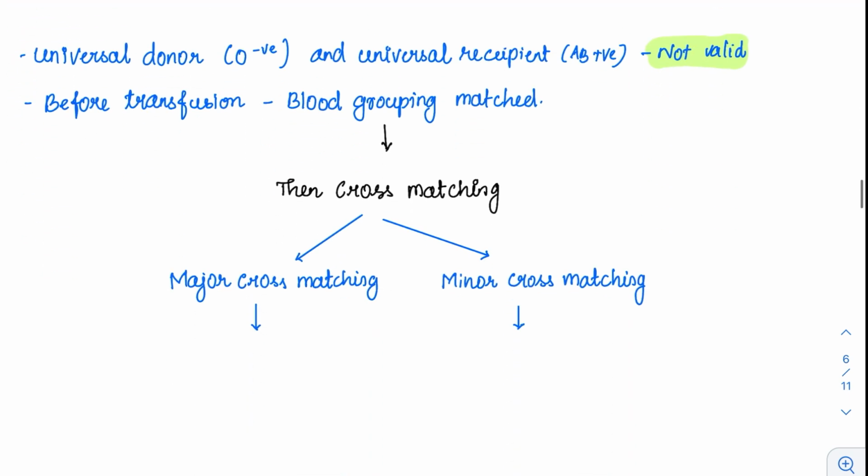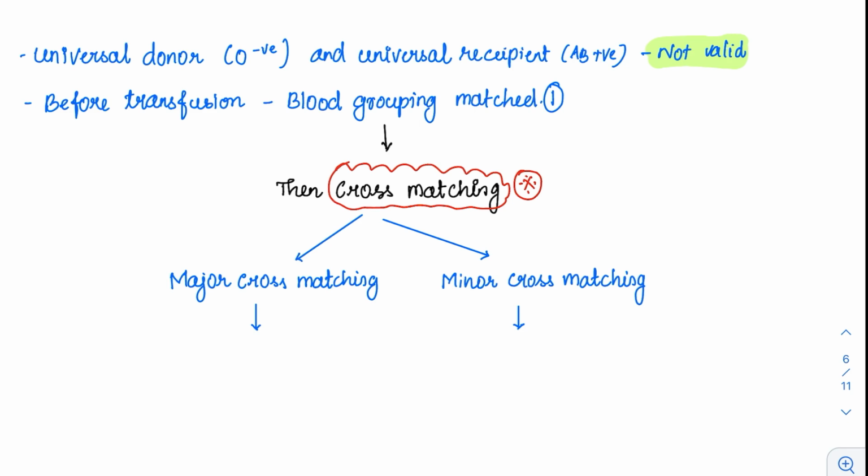So before transfusion, what should you do? First, the blood group should be matched. Otherwise, we don't do it at all. But it doesn't stop there. When you go inside a blood bank, they do one more step, called cross matching. This is also a very crucial step. We have matched the blood groups, but that doesn't mean the particular blood sample will not cause any kind of injury or reaction in the recipient. So they always do major and minor cross matching.